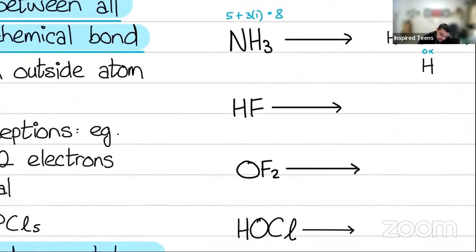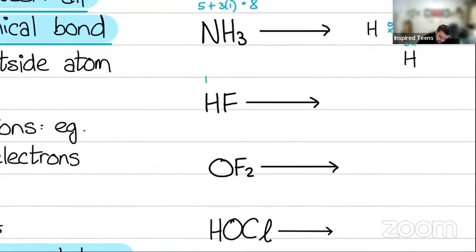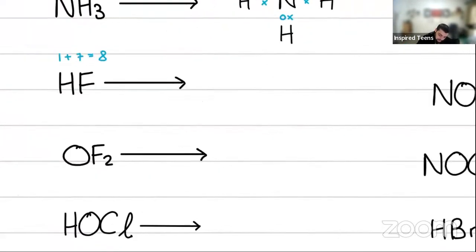Count the total number of valence electrons. So we have 1 plus 7, which is 8. And we have hydrogen bonding with fluorine. Then the next step is to form the bond between them, the single bond, and then fill in.